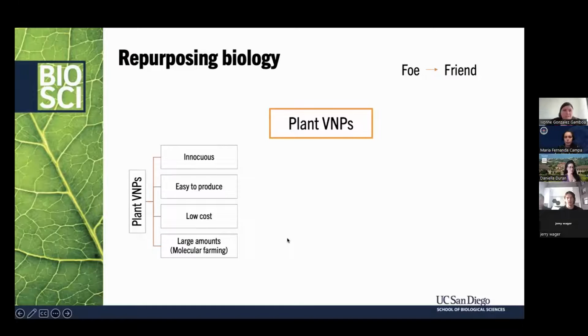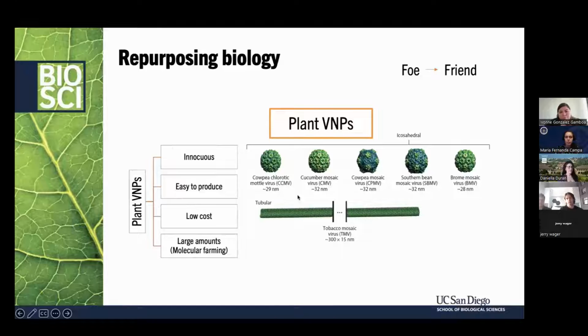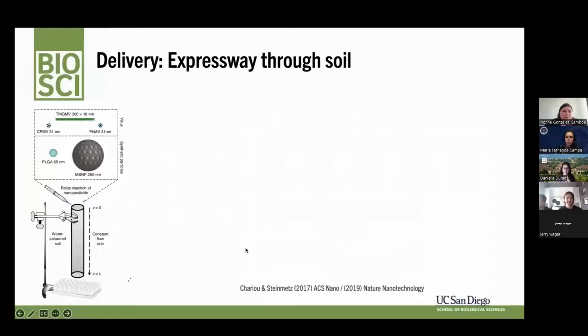And there are very different shapes and sizes. So depending on where you actually want to take the nanoparticle, what the application is, you can use these icosahedral ones that range around 30 nanometers, more or less. We can use the tubular ones, like tobacco mosaic virus, which is probably the best known and most studied plant viral nanoparticle. Or we also have the filamentous ones, like potato virus X or turnip mosaic virus, which are flexuous viral nanoparticles.